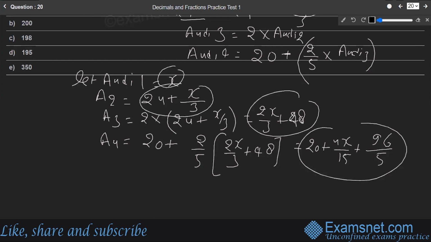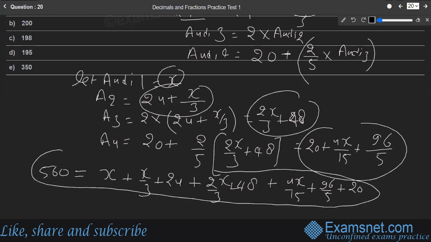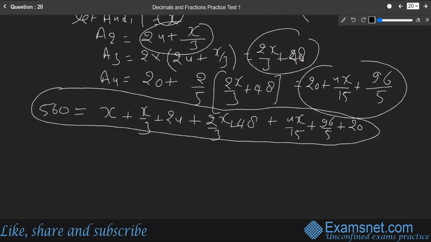Now, clearly he has given the total number of people as 560. So the sum of all these strengths will be equal to 560. So we can write it like this. 560 is equal to the strength of Audi 1, that is x, plus the strength of Audi 2, that is x by 3 plus 24, plus the strength of Audi 3, that is 2x by 3 plus 48, plus the strength of Audi 4, that is 4x by 15 plus 96 by 5 plus 20. So these are the total strengths of all the auditoriums. So there is an expression in front of us which I need to solve for x, and that will be our answer.